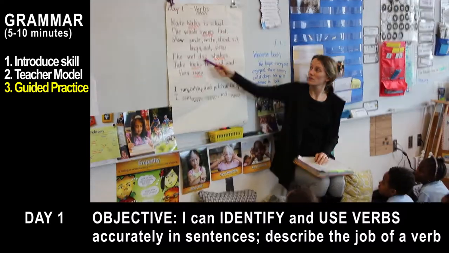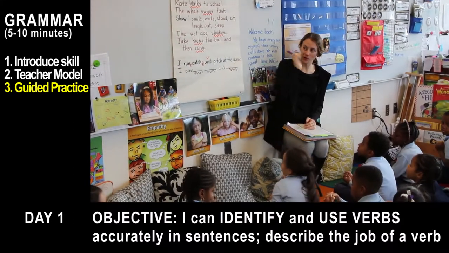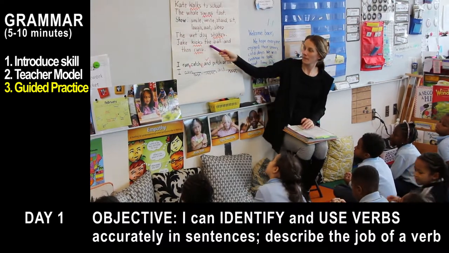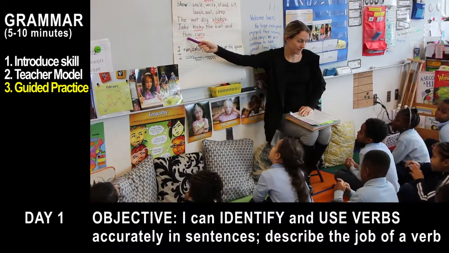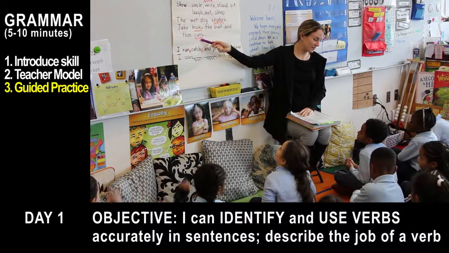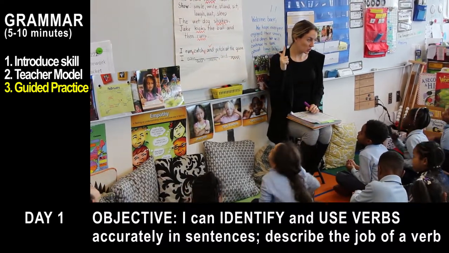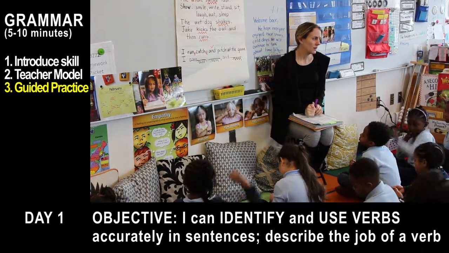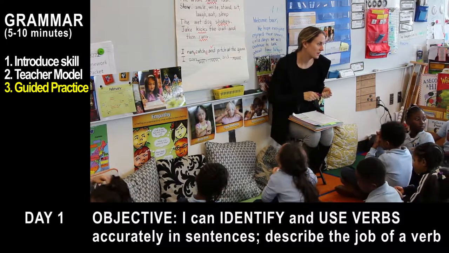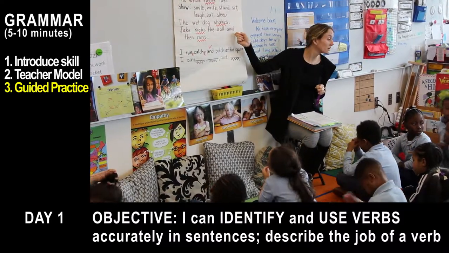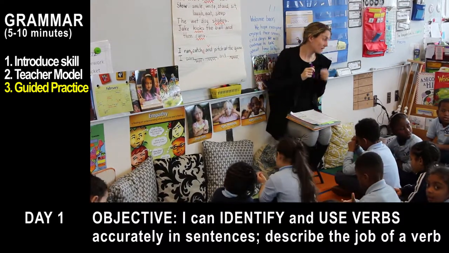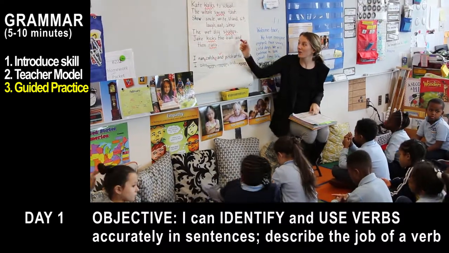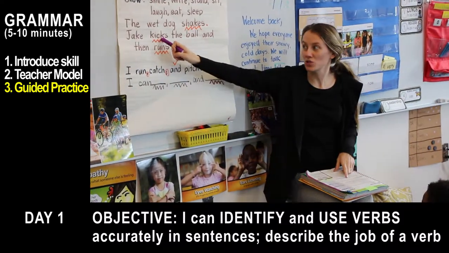The window shakes. What was the action word? Shakes. Jake kicks the ball and then runs. What kind of action words? Kick and run. Ooh, so what was different about that sentence? What was different? The thing that was different about the sentence was that it had two action words. Ooh, yes, we heard and it told about two action words.